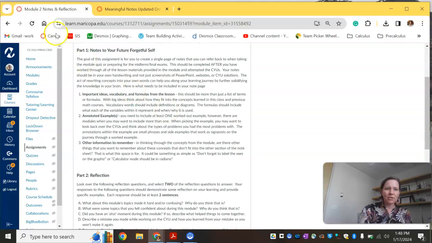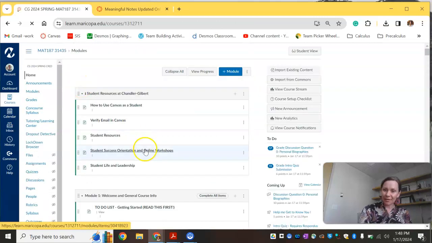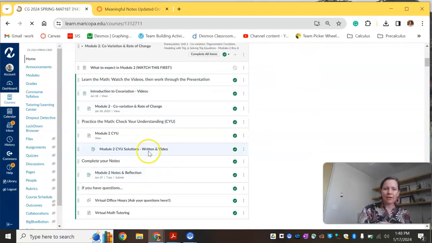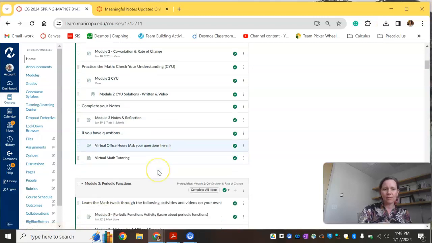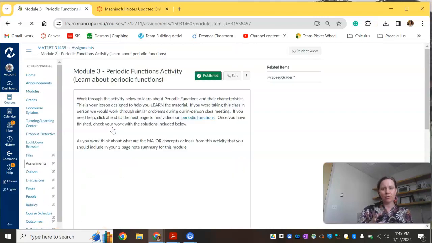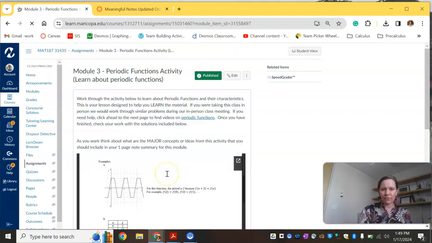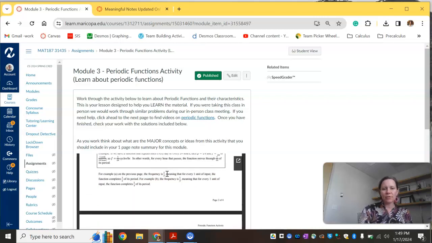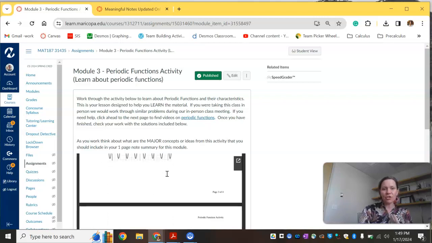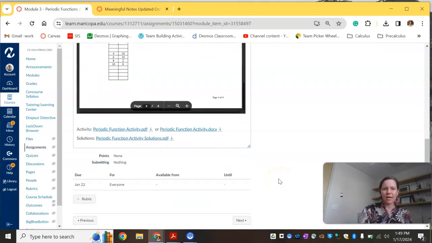Now, moving into module 3, I'm going to click back to my home screen. Module 3 has a similar setup. This time we're looking at periodic functions, but there are a few extra assignments due within module 3. You'll notice this time module 3 has what I refer to as a learning activity. It's not a PowerPoint, it's a packet of problems that were written and designed to help walk you through this topic and learn about periodic functions.